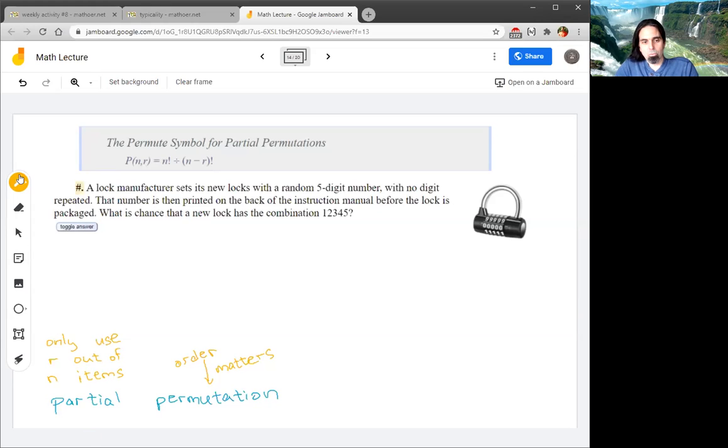So a lock manufacturer sets its locks with a random 5-digit number. No digit is repeated. And that number is then printed on the back of the instruction manual before the lock is packaged. If you were to just take a random package from the store, what's the chance that your lock would be 1, 2, 3, 4, 5, 6?